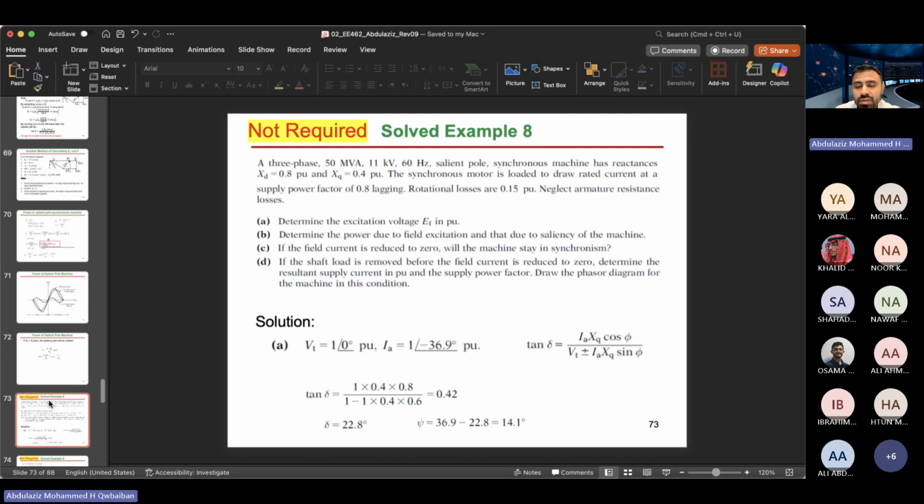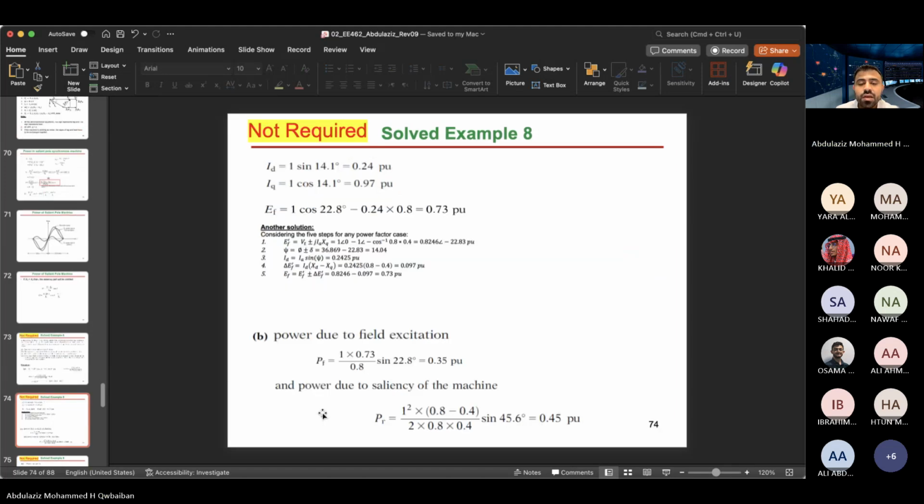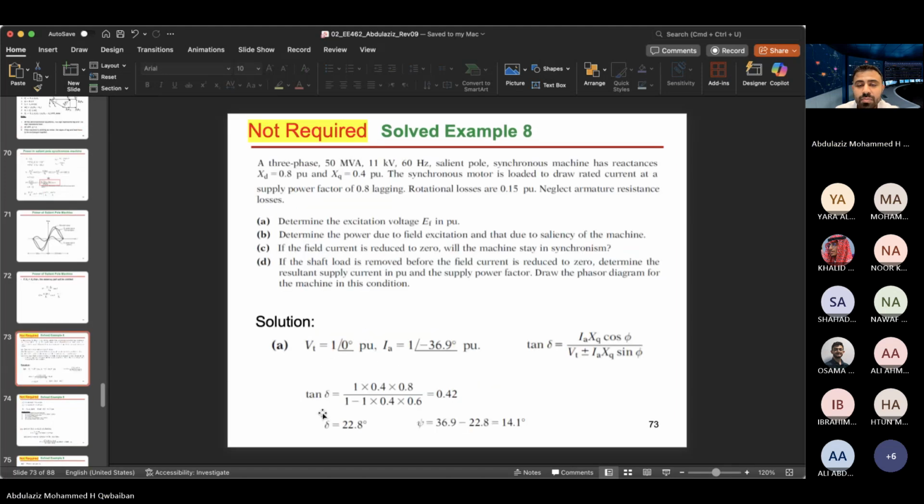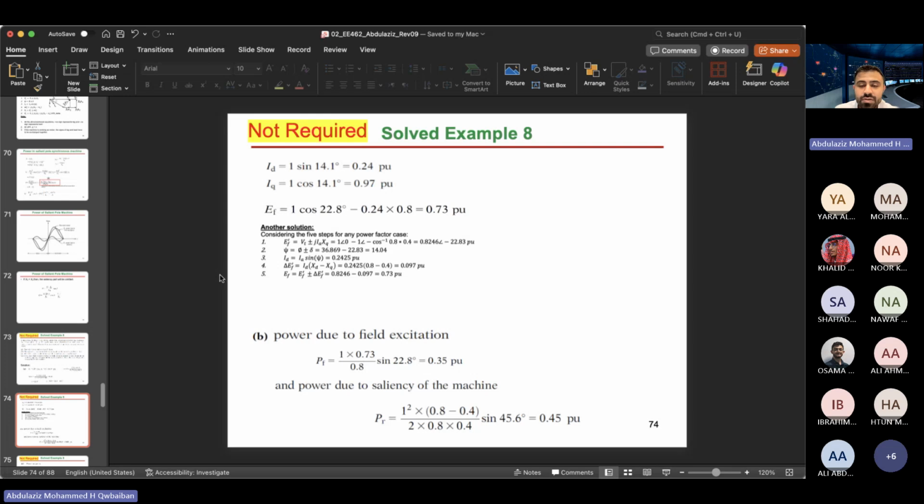I'm not going to solve it, but clearly they're using the equation tan delta to calculate. They get tan delta 0.42 and then they calculate the delta. Then they calculate the C, which is this angle minus the power factor angle. Then here, the problem itself, find the power due to field excitation, means find PF. This is PF, find PR.